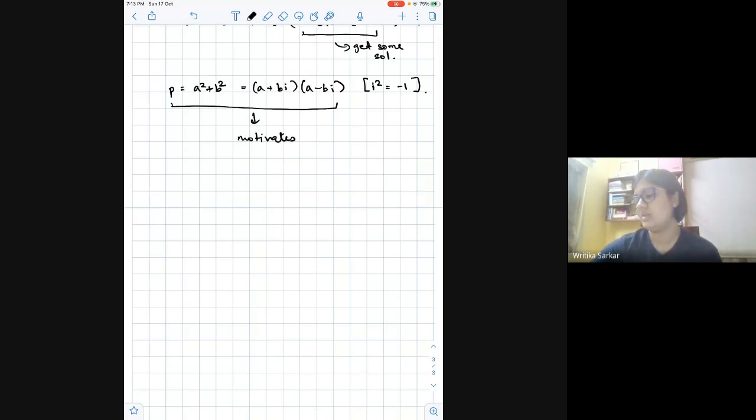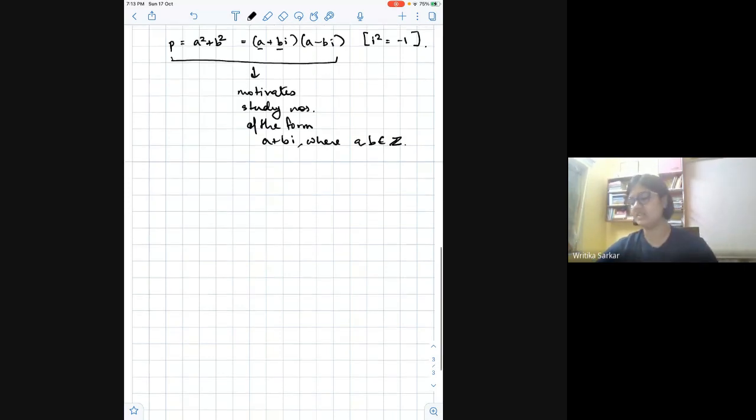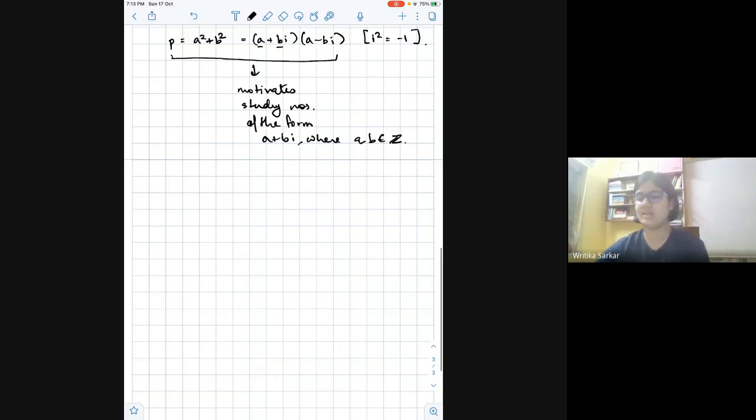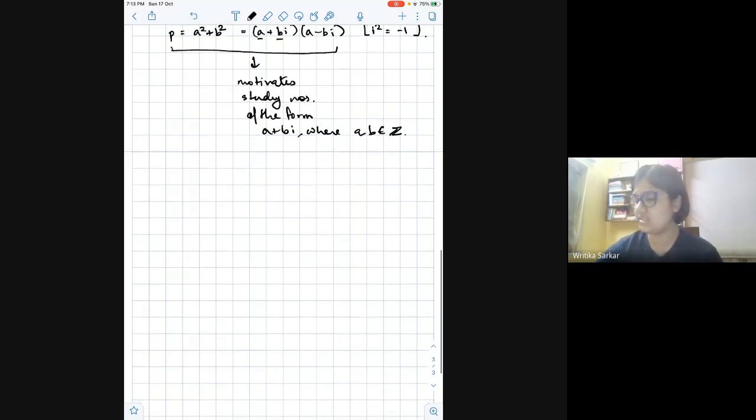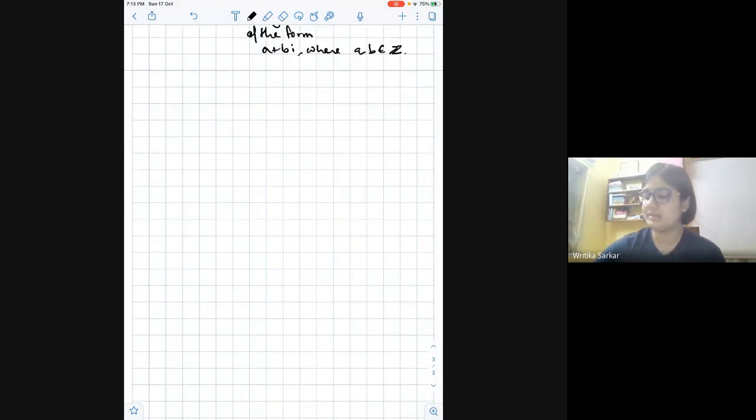So this equation is really what motivates the study of Gaussian integers, because a and b are integers, so you naturally want to study numbers of the form a plus bi, where a, b are integers, right? So this was just an introduction, a motivation as to why even talk about Gaussian integers. But now I think we can get to the main thing. So Gaussian integers, I hope I'm pronouncing it correctly.